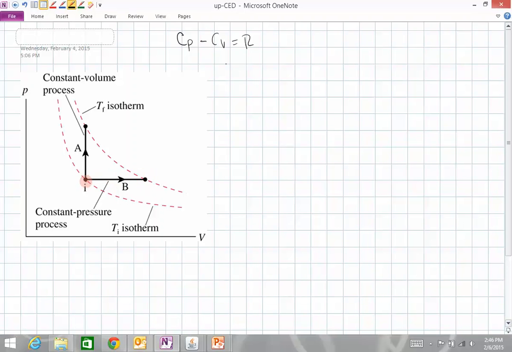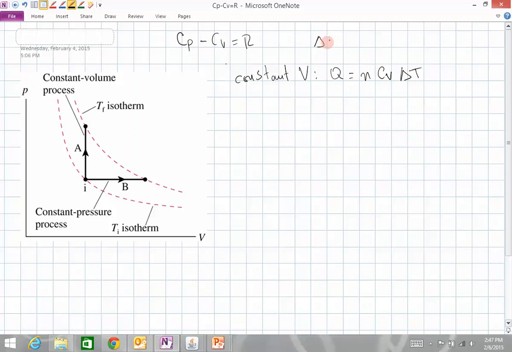In these two processes, we added heat. Here we added heat and the pressure increased. Here we added heat and the gas expanded. So how much heat did we add? Well, in the first process at constant V, we added Q equal to the number of moles times Cv times delta T, where delta T is just the difference between the final temperature and the initial temperature.